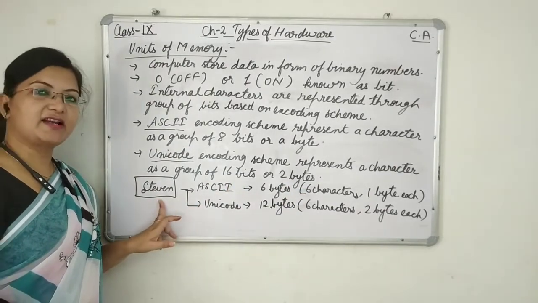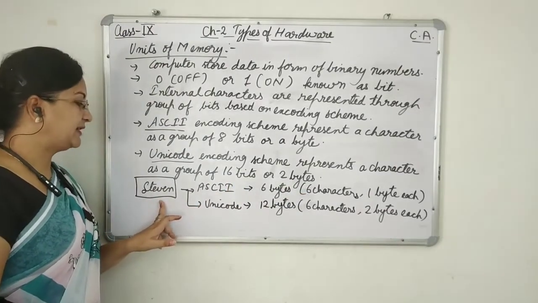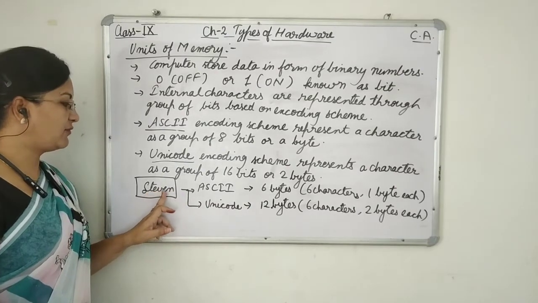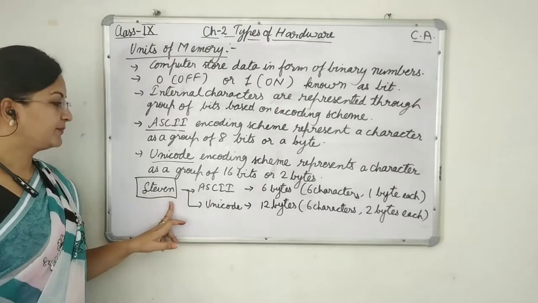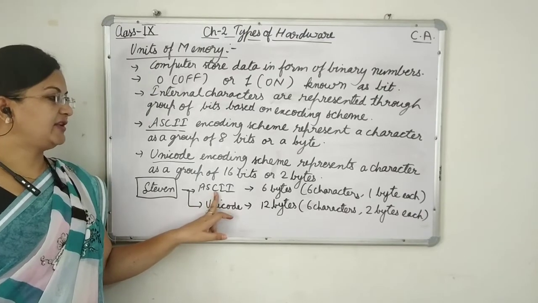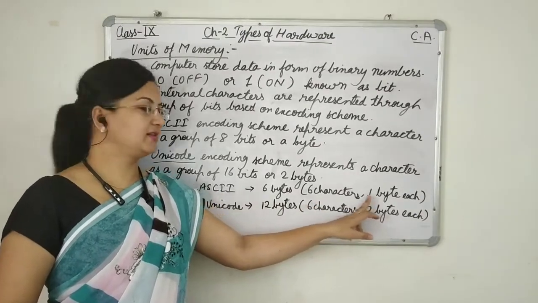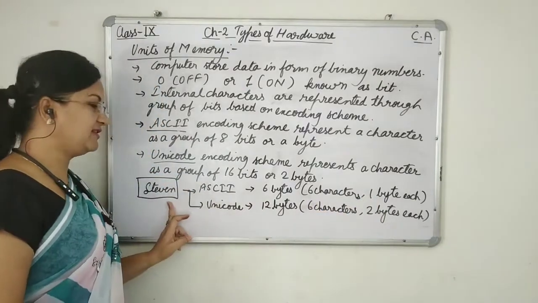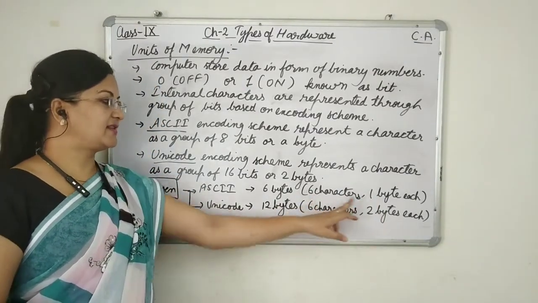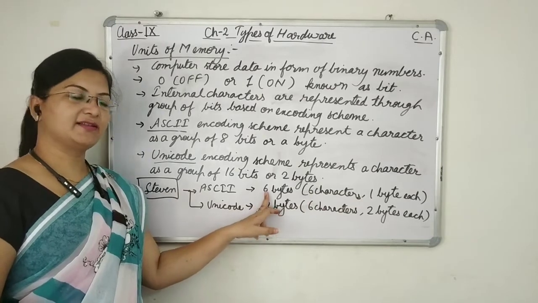Now we can understand it by the example Stephen. In Stephen, you can see 1, 2, 3, 4, 5, 6 letters are there. So in ASCII, as we know very well, one character represents 1 byte. So there are 6 characters in Stephen. So if there are 6 characters, then there will be a total of 6 bytes.